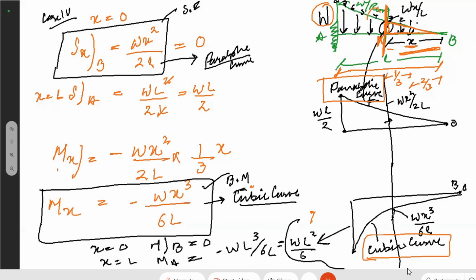I hope you have understood why I make different types of curves while drawing the shear force and bending moment diagram. We usually have either a linear curve, a parabolic curve, or a cubic curve, which we will come across in future when we are drawing the shear force and bending moment diagrams.